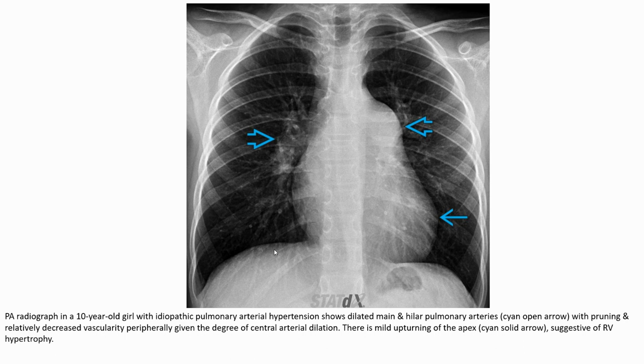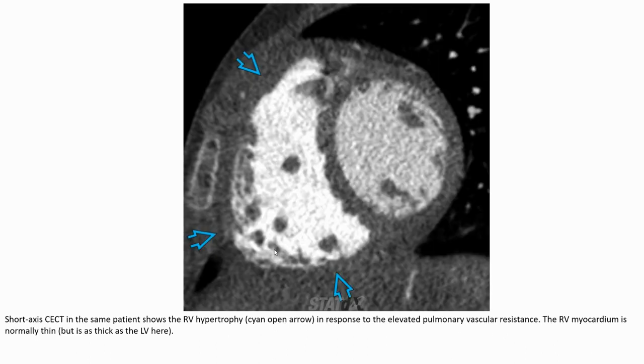This chest radiograph shows enlarged main and hilar pulmonary arteries with pruning and relatively decreased peripheral vascularity, with a degree of right atrial dilatation. There is marked upturning of the apex, suggestive of right ventricular hypertrophy. Contrast enhanced CT shows right ventricle hypertrophy in response to elevated pulmonary vascular resistance; the right ventricle myocardium is noticeably thickened.